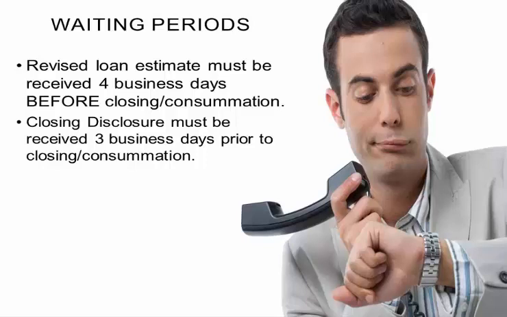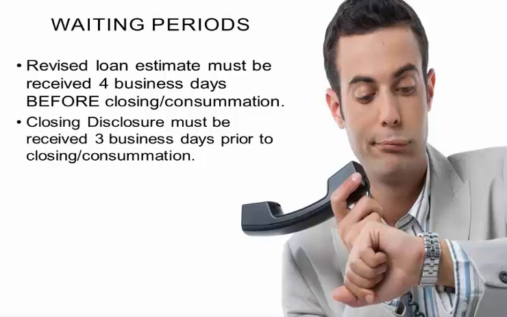For the closing disclosure, there's a 3 business day requirement. The borrower must receive the closing disclosure 3 business days prior to consummation. And again, this talks about receive. So they have to receive either the loan estimate, the final revised loan estimate, 4 business days prior to consummation, and then they must receive the closing disclosure 3 business days prior to consummation.